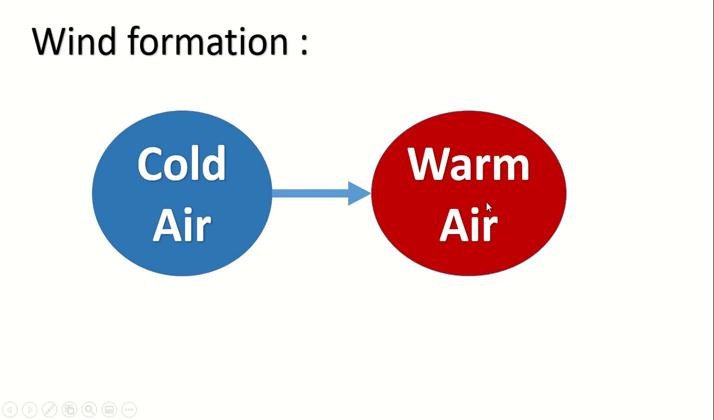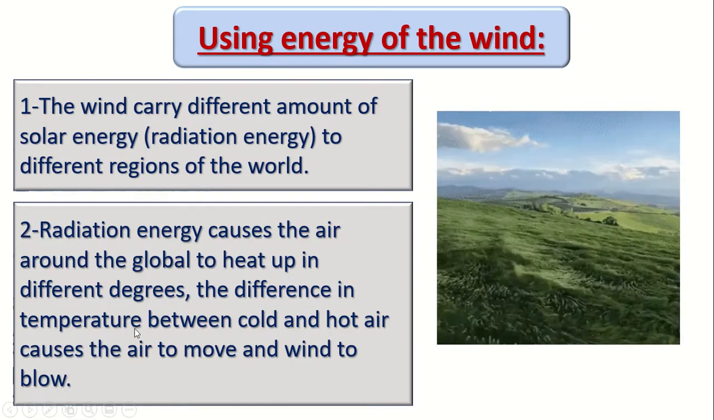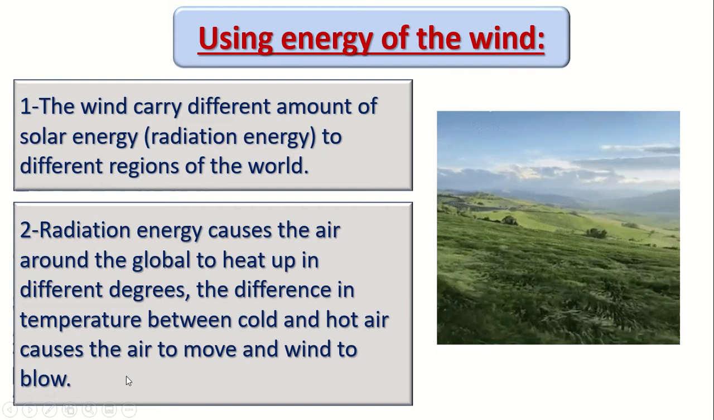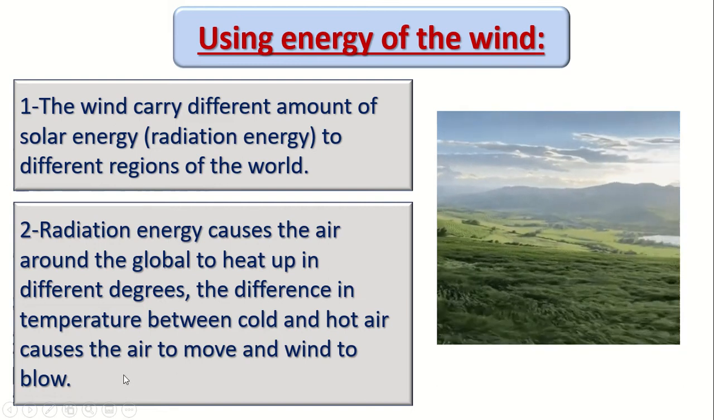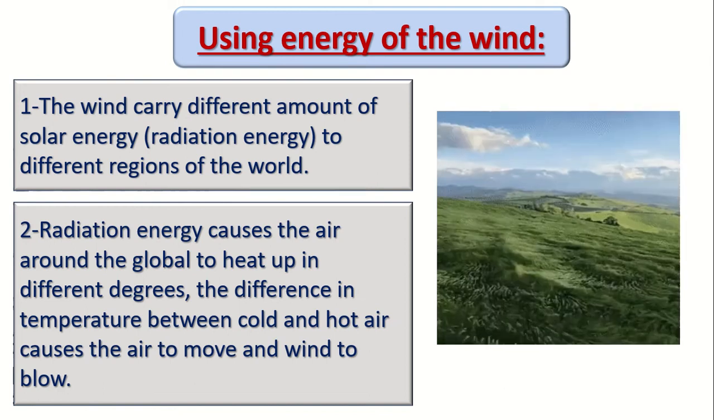So why is the air moving? Why is there wind in the world? Because there is a difference in temperature between cold air and warm air. Again, the difference in temperature between cold air and warm air causes the air to move, making the wind. So the wind is moving because there is a different temperature between cold and hot air. So now, do you know why there is wind in the world? Because there is a different temperature between cold and hot air.